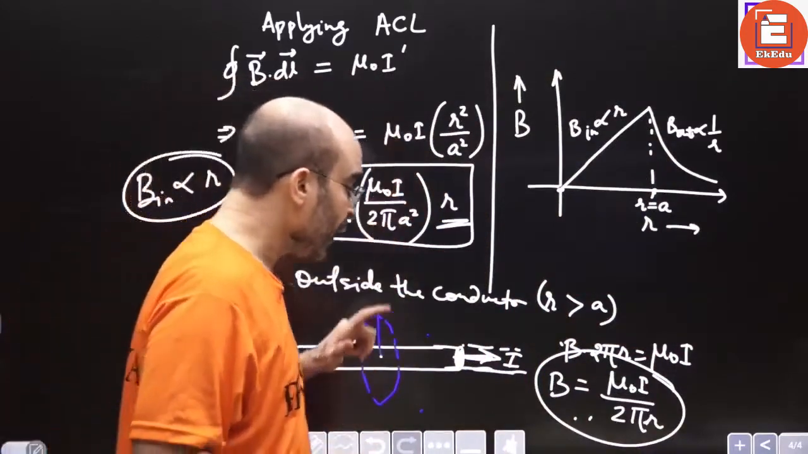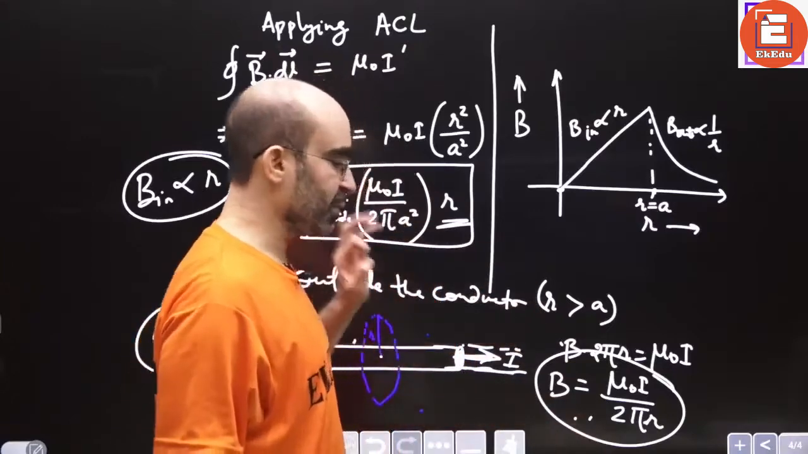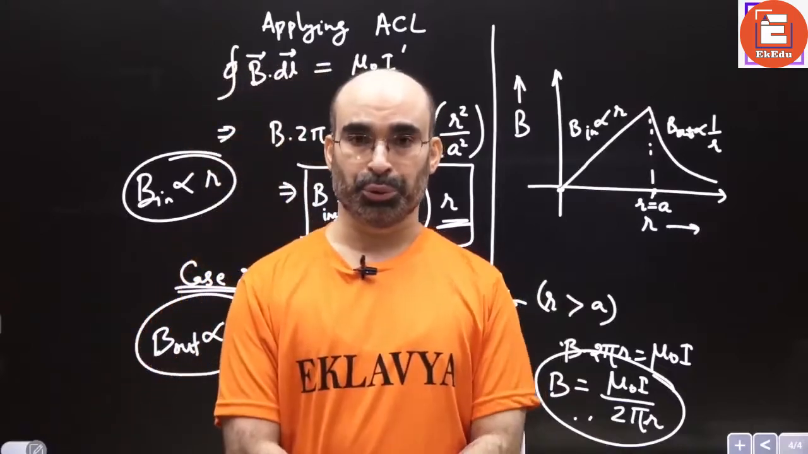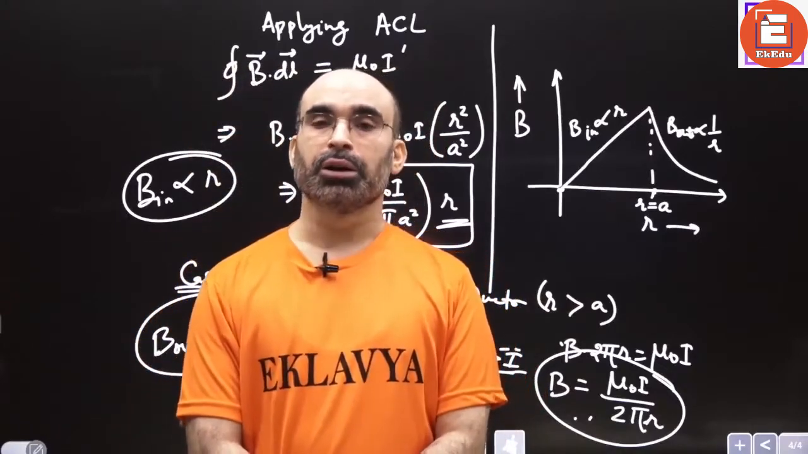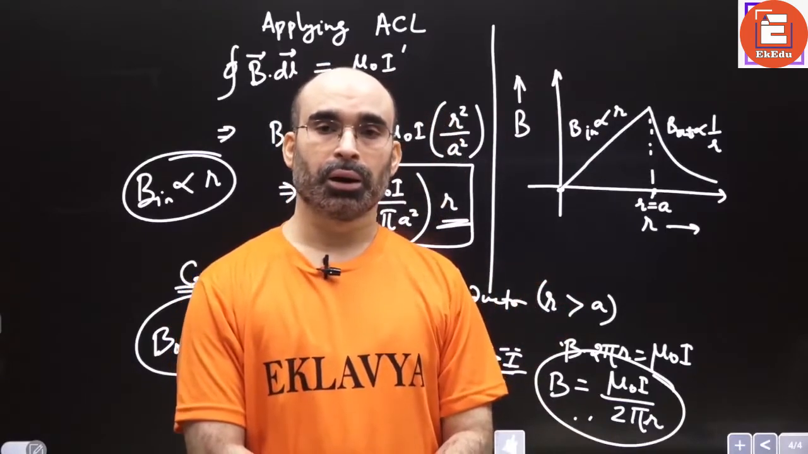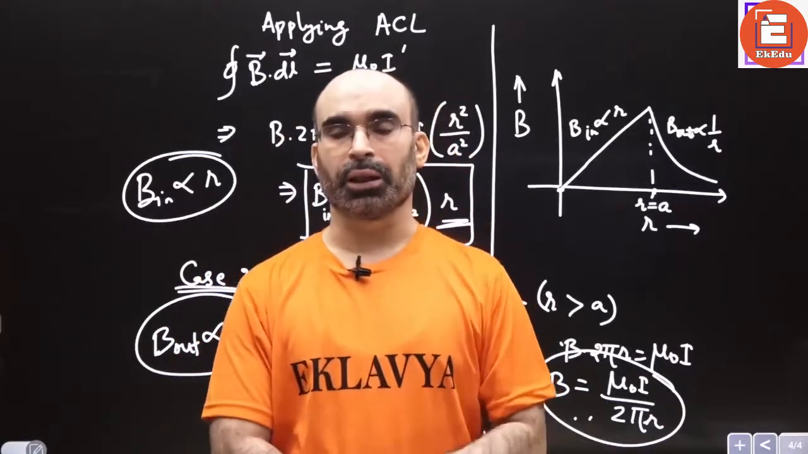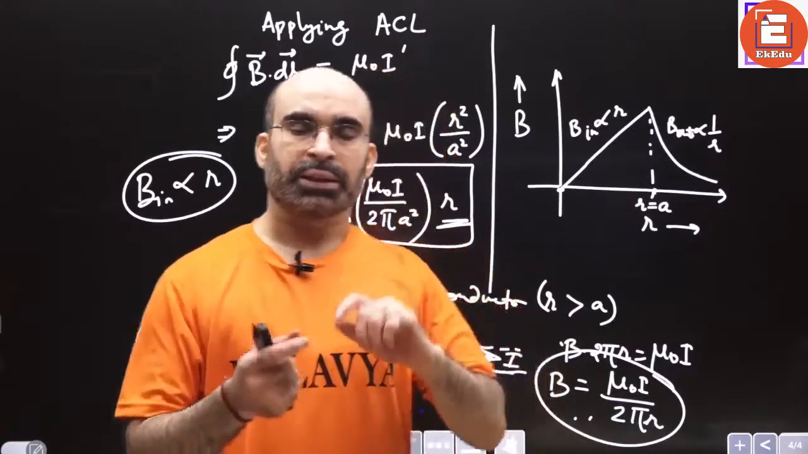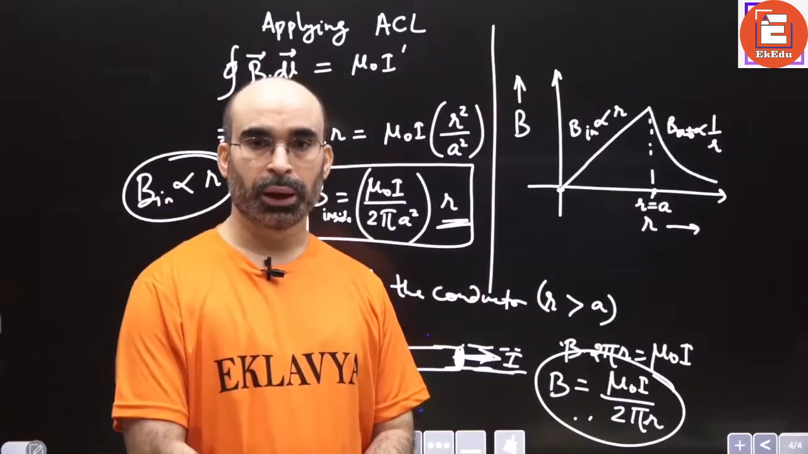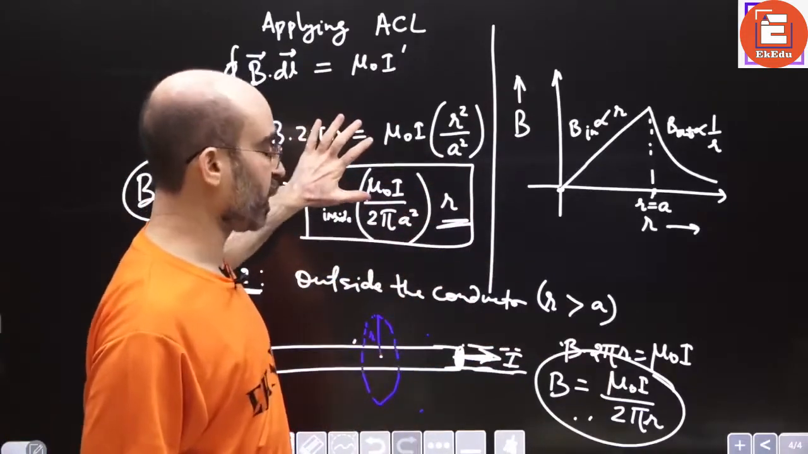Okay? So this was the basic idea behind this ACL, Ampere Circuital Law. If I simply ask you to find out the magnetic field due to straight long conductor using ACL, okay, that you can do for outside point. This is going to be the result. But for the inside point, when using ACL, this you need to be very clear about.